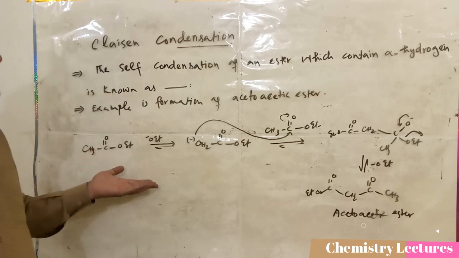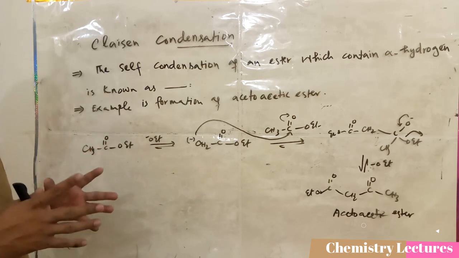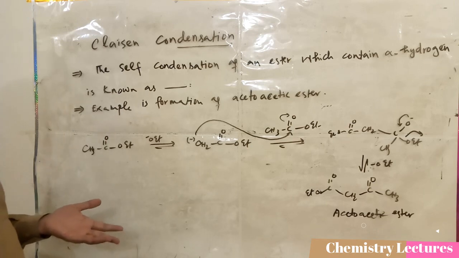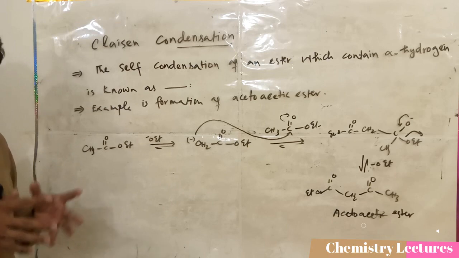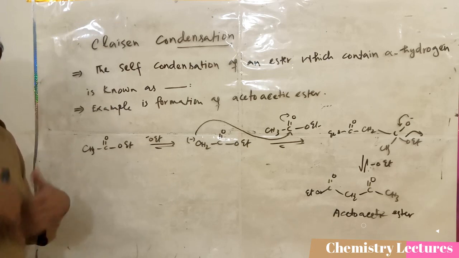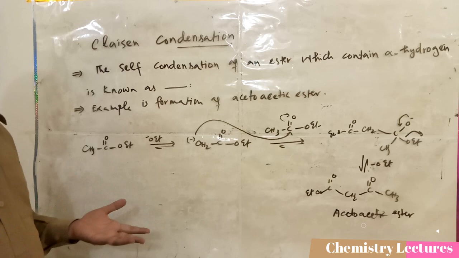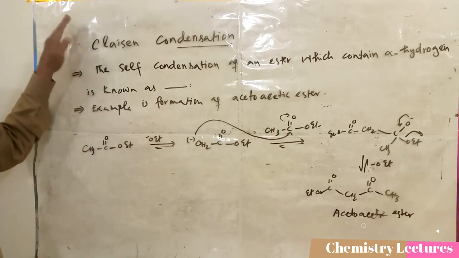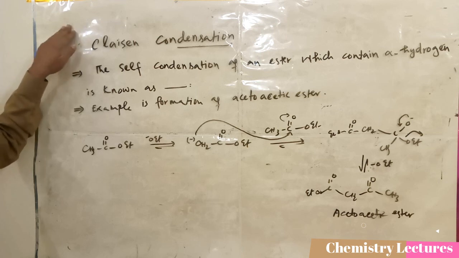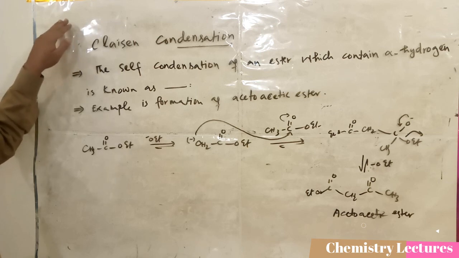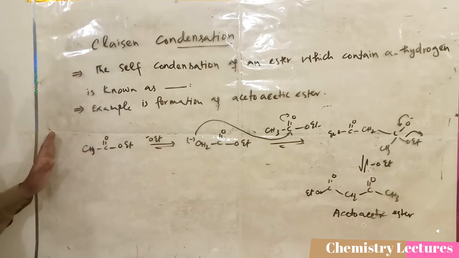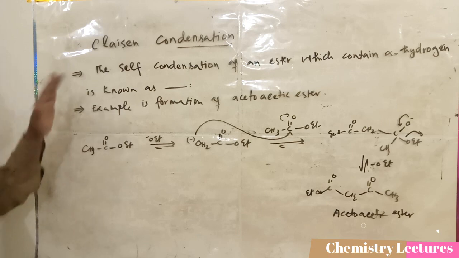So we will discuss the last type of base catalyzed condensation reaction, which is called Claisen condensation. It is the last type of reaction included in your syllabus for base catalyzed condensation reactions. After that we will start the acid catalyzed condensation reactions. You should not confuse this Claisen condensation with the Claisen reaction. You have already discussed the Claisen reaction in which acetoacetic ester reacts with benzaldehyde. That reaction was called the Claisen reaction.